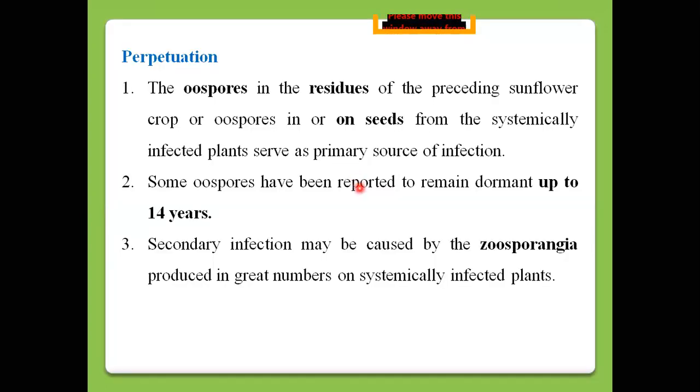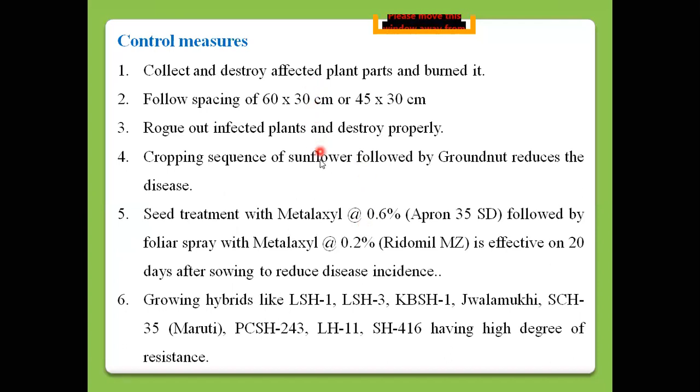Okay, then management. These are the management practices followed by farmers to avoid downy mildew infection in sunflower. I already described these management practices for grapes. That is, sanitation programs should be run to avoid the primary source of infection. Then follow spacing of 60 by 30 centimeters or 45 by 30 centimeters. Then rogue out the infected plants and destroy them properly. Rogueing means locating the individual infected plants and uprooting them from the field.